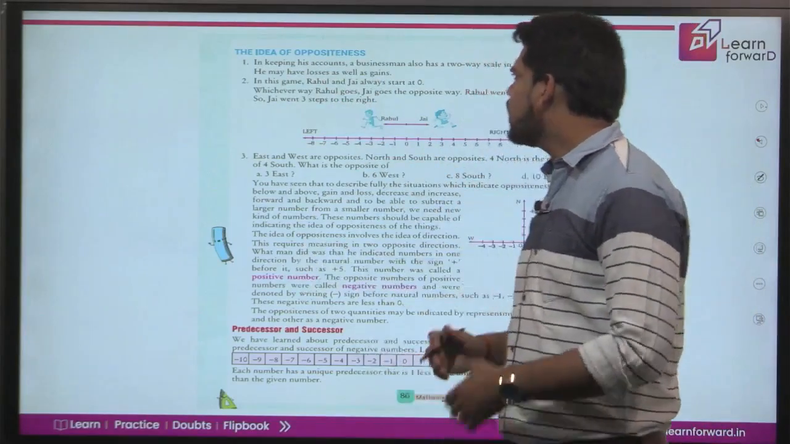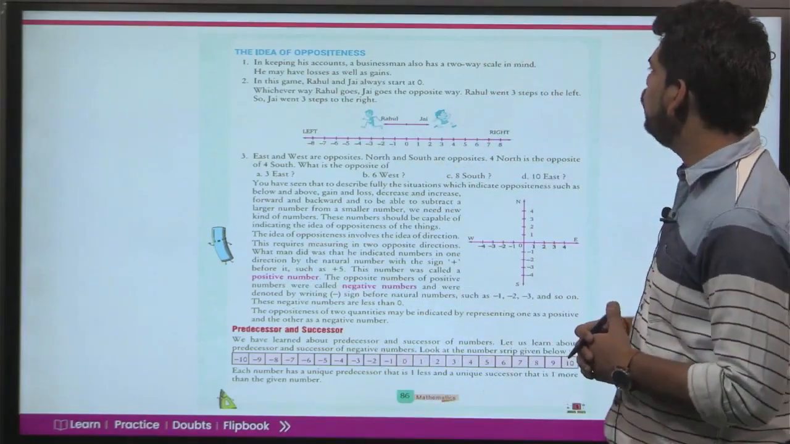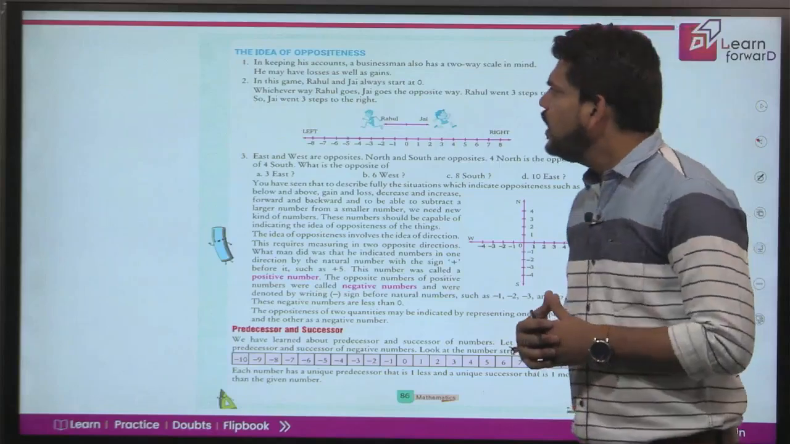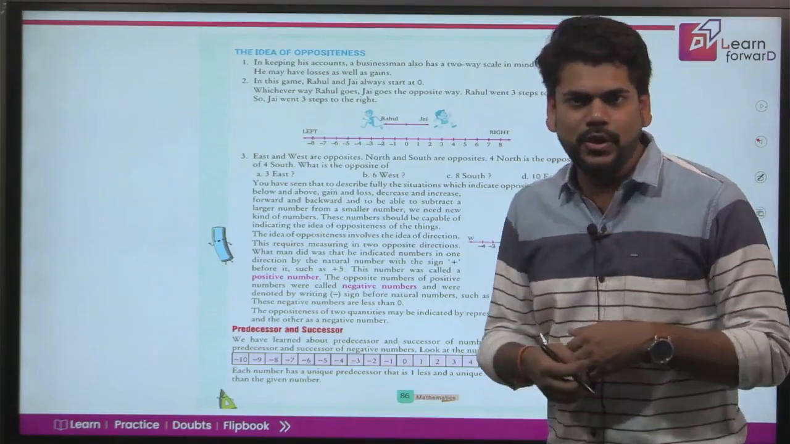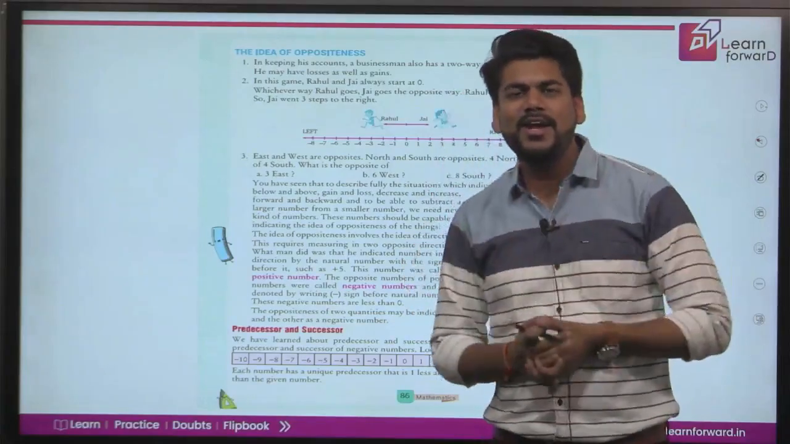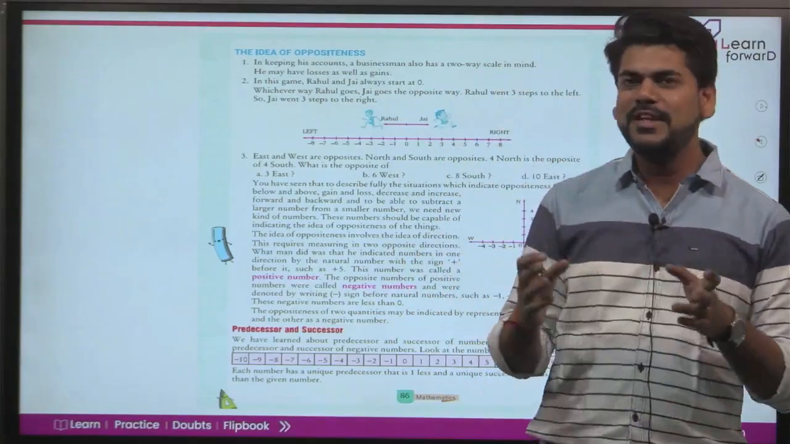In keeping his account, a businessman also has a two-way scale in mind. He may have losses as well as gains. Let's suppose you are a business owner. Let's suppose you are Jethalal Gada running an electronics shop. Fine, you must have seen Tarak Mehta, right?